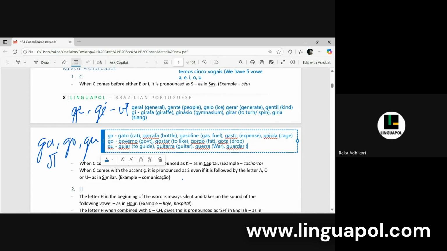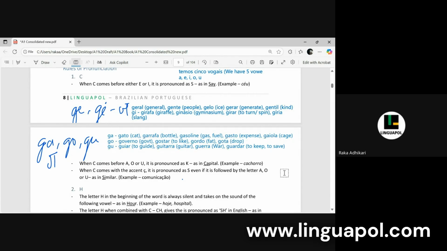Guardar. Guardar is to keep or to save. This one sounds like "gi". This one sounds like "gay". You have to remember these things. I'll quickly drop a screenshot in the group for this one.